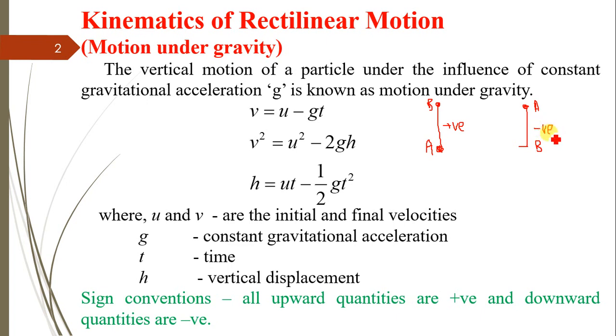It means that the vertical displacement h is negative, as well as the velocities are considered negative. So to mark these sign conventions we have to see where the position of throwing is and where the position of landing is. If these two positions of throwing and landing are above or below with reference to each other, corresponding to that we have to mark the sign conventions for the quantities, that is for the displacement and for the velocities in the kinematic equations.